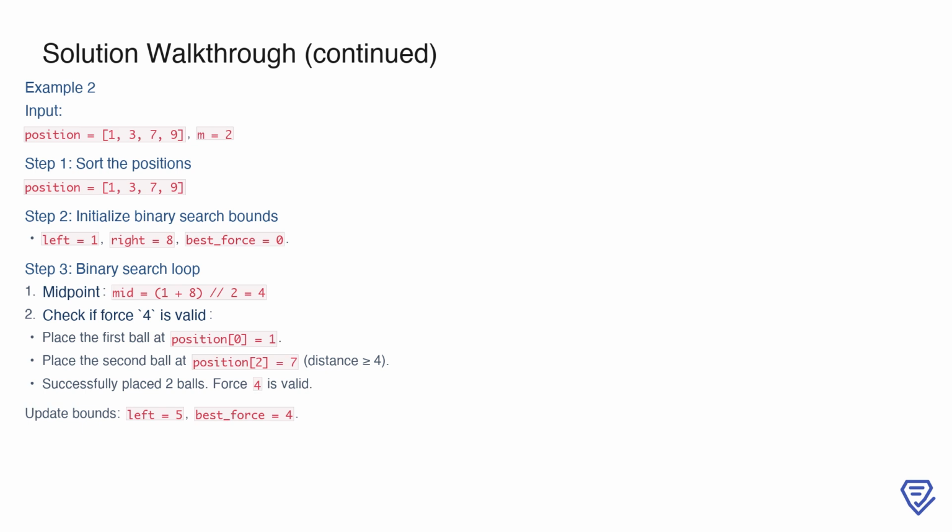The binary search process begins by calculating the midpoint, mid equals (1 + 8) / 2 equals 4. To verify if a force of 4 is valid, we place the first ball at position 1 and the second ball at position 7, ensuring that the distance between them is at least 4. Since we successfully placed 2 balls, force 4 is valid. We update the bounds to left equals 5 and best_force to 4.